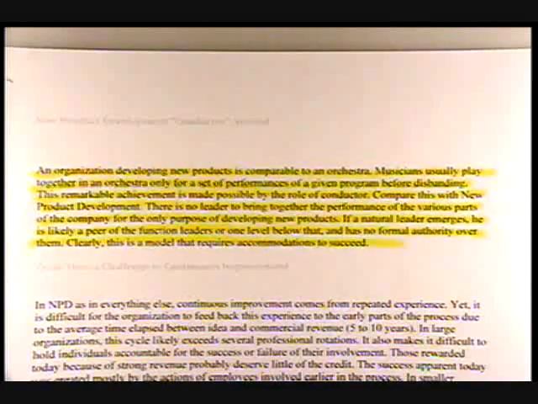Compare this with new product development. There is no leader to bring together the performance of the various parts of the company for the only purpose of developing new products. If a natural leader emerges, he is likely a peer of the function leaders or one level below that and has no formal authority over them. Clearly, this is a model that requires accommodations to succeed.